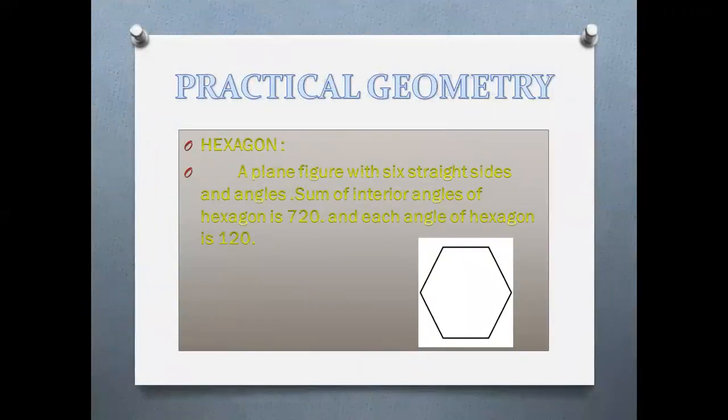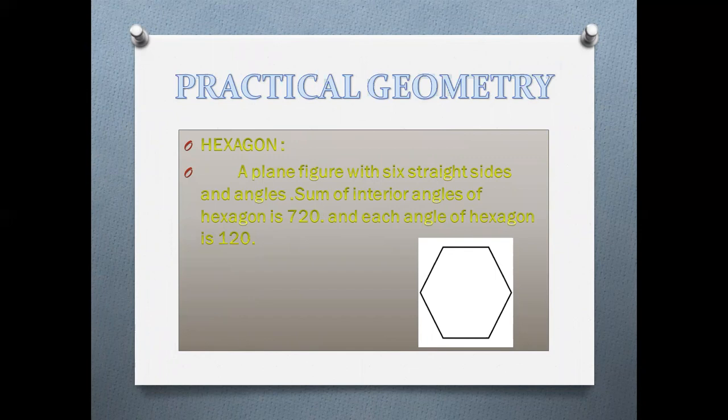Question 12 is about the hexagon. Hexagon means 6-sided figure. Construct the regular hexagon STUVWX, where ST is 3 centimeter. What is a hexagon? A 6-sided figure. In the pentagon, 5 sides are there, and in the hexagon, 6 sides are given.